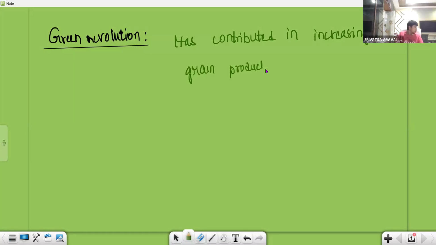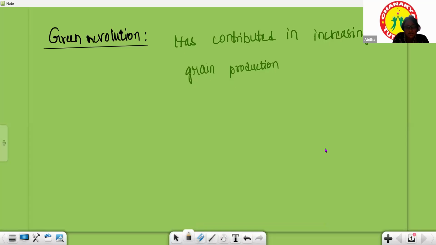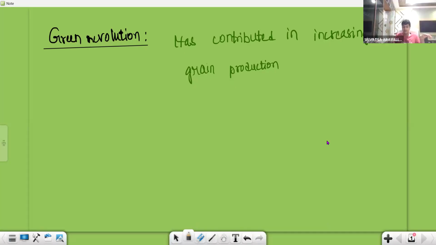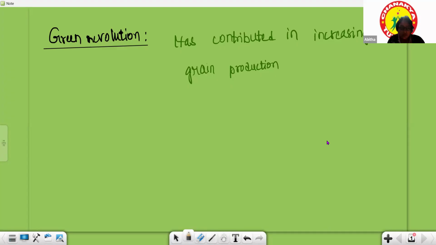So what is Green Revolution? They used the Green Revolution to increase food production. Everything, whatever food we get, is from the plants and trees only, so everything is involved in the Green Revolution. Next, coming to the White Revolution.